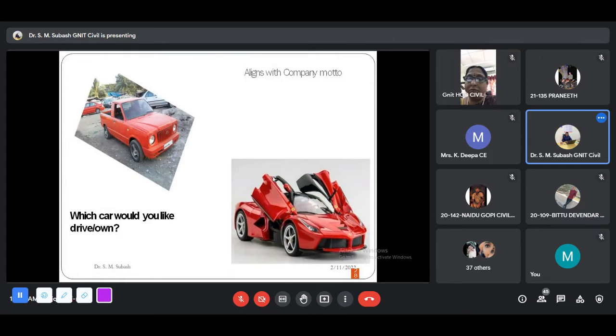Similarly, for the car, we will go for this second one because of its uniqueness, which aligns with the company challenge. This is the development of the car. In the car industry, they develop a new car daily. Each company keeps changing things and developing new things because it has to align with their company motto.